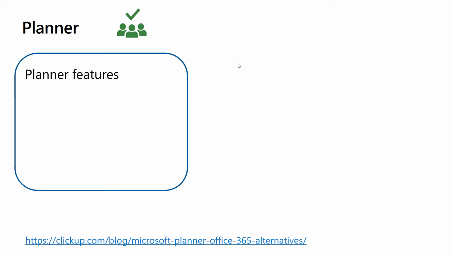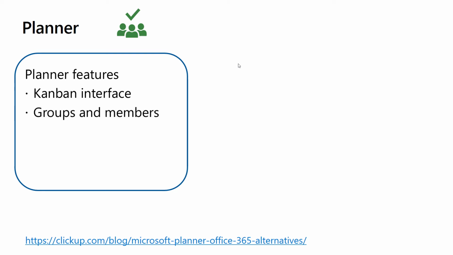So what I find out good for my job in Planner was this kind of Kanban interface. You can have groups and of course members. You can create buckets, so the categories for your tasks to be started, ongoing, customer feedback, released, whatever you need. You can create, add comments.